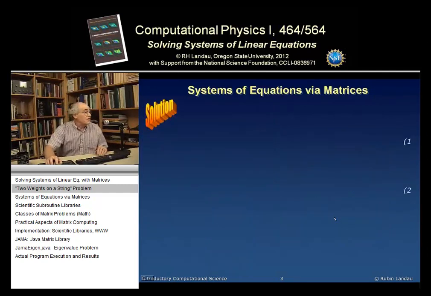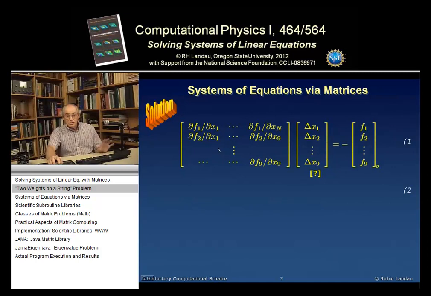And what we discovered is that we could use our search techniques to solve this problem, and we have a solution. We've seen that already. And the solution is given here in equation 1 of slide 3. So take a look. It's familiar, I hope. If not, I'll tell you a little bit about it.